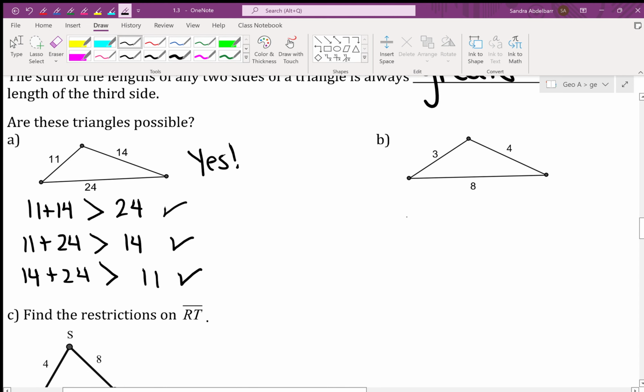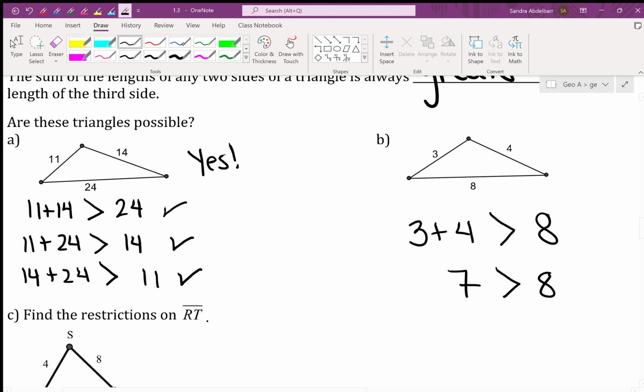So let's see. What are the two smallest sides here? 3 and 4. So 3 and 4, we need that to be bigger than the last side, which is 8. Is 7 bigger than 8? No. So will these pieces fit together nicely to make a triangle? No.